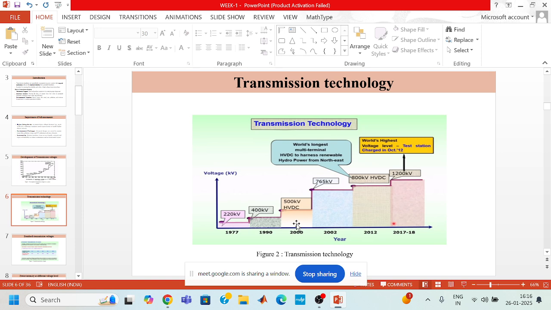Presently in the country we have several lines operating at 500 kilovolt, and also 800 kilovolt HVDC lines, the world's longest multi-terminal HVDC, to harness renewable hydropower from the northeast, from Arunachal to Agra. On the AC side, we are operating several 765 kilovolt transmission lines, and 800 kilovolt HVDC transmission systems are in operation.